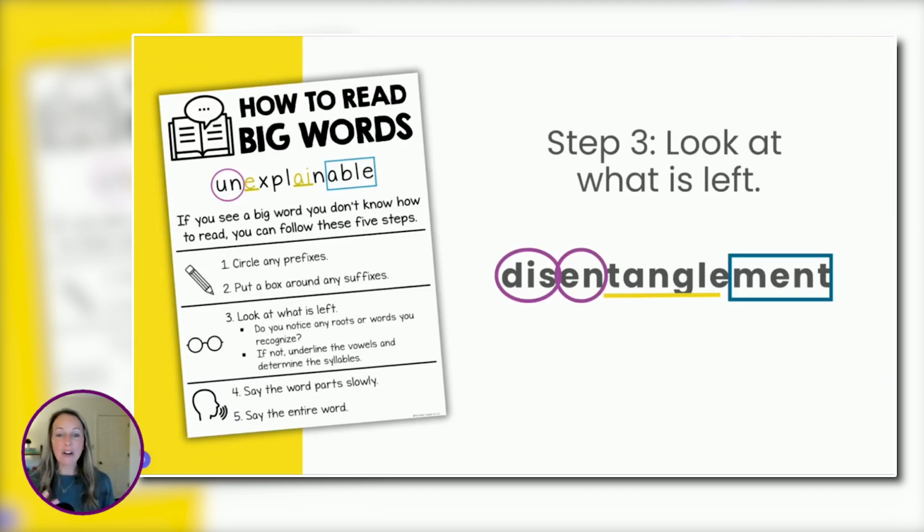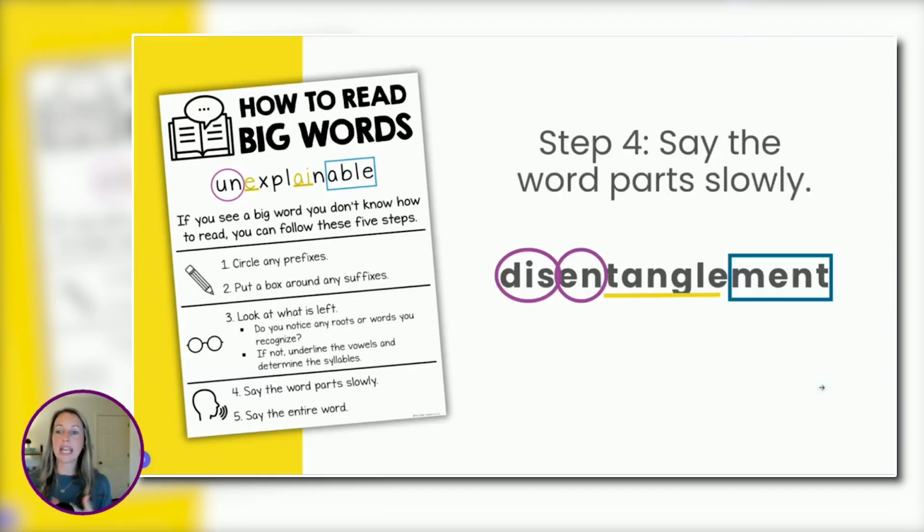However they get to recognizing that it says tangle, it doesn't matter if they look at it from syllables, or if they know the word because they see angle with a T. But hopefully if students are able to see the word tangle, then they are able to read this word so smoothly. Once they've looked at what is left, we want them to say the word part slowly. And something else that I think is important is to realize that when students are working through really big words, it is okay for them to approximate.